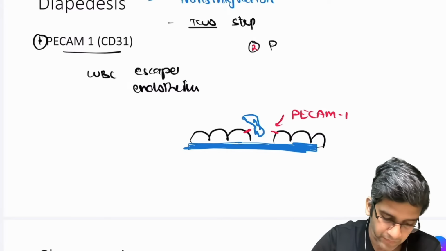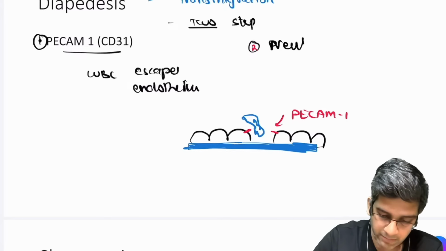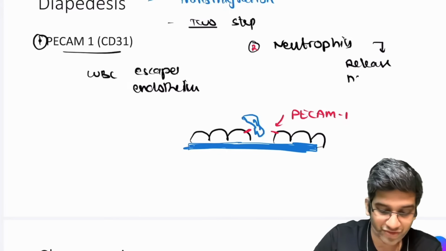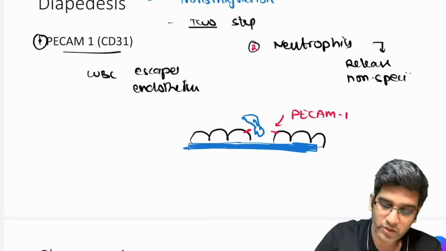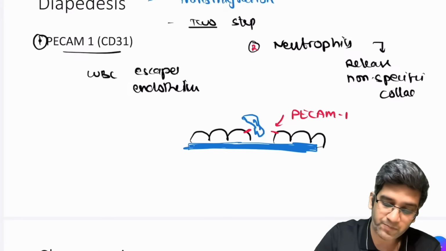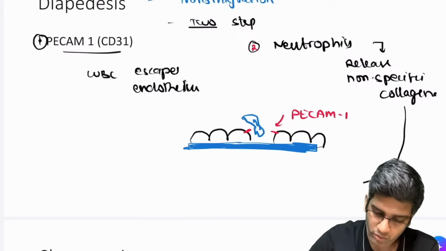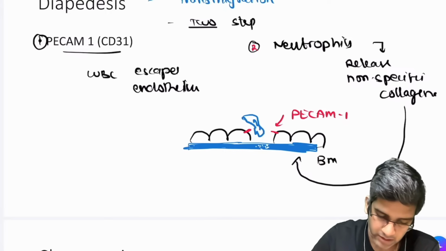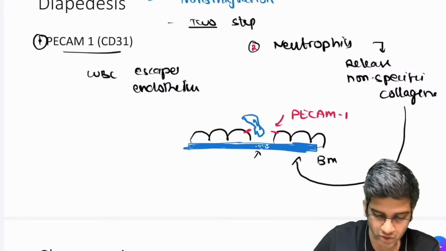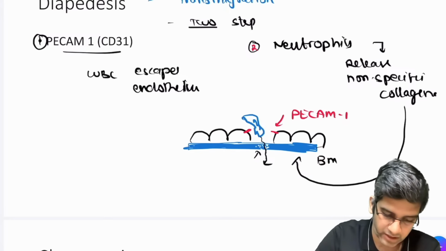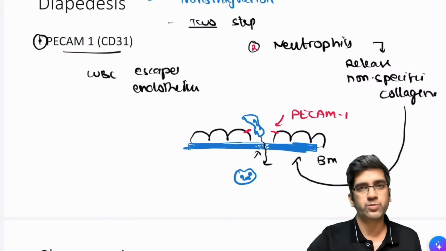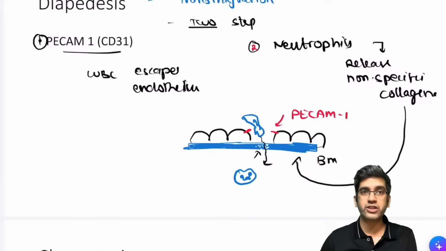The second step here is the neutrophils or the WBC per se will release one of its granule contents, non-specific collagenases. That's very, very important. This non-specific collagenase is a must for me to put holes. This is my basement membrane. Here it kind of makes gaps, right? So through these gaps in the basement membrane, because of the non-specific collagenases, it can easily come outside. It will move outside and I'll have a normal neutrophil outside. This is transmigration or diapedesis. It's a two-step process. Please don't forget.